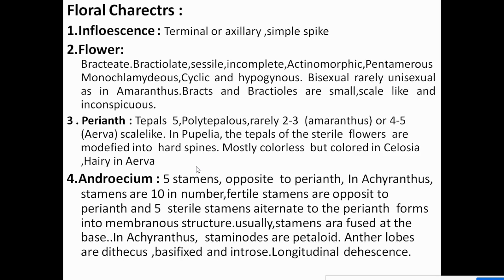As far as the androecium is concerned, there are 5 stamens. Sometimes 10 stamens may also be there. These 5 stamens may be present opposite to the perianth. In Achyranthes, there are 10 in number. The fertile stamens are opposite to the perianth and the sterile stamens are alternate to the perianth.